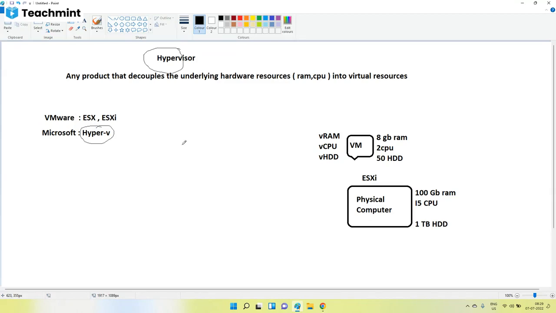Basic thing: Hyper-V is from Microsoft. It's an example of hypervisor. Except for the word, until Hyper-V, their names are similar. But it's a technology; it's an example of it. Hyper-V is an example of hypervisor.